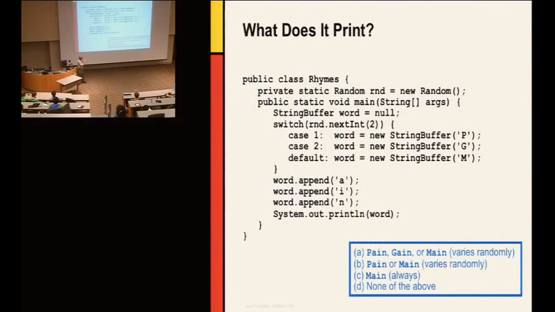So would it print pain, gain, or main, varies at random? Or would it print pain or main, varying at random, but never print gain? Or would it always print main? Or would it do something else? I'll give you a moment to look at this one, because it's kind of long and complicated.